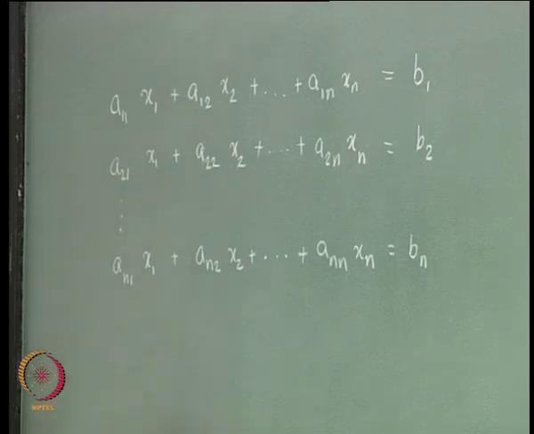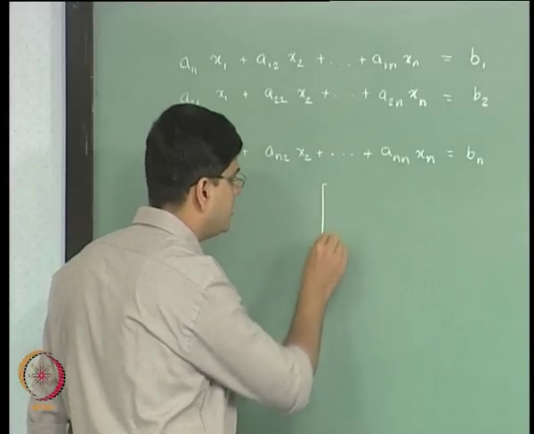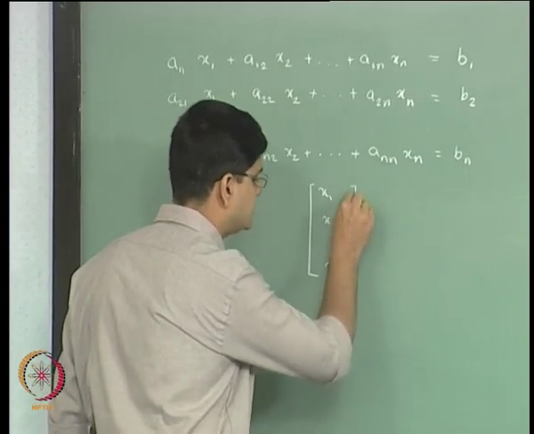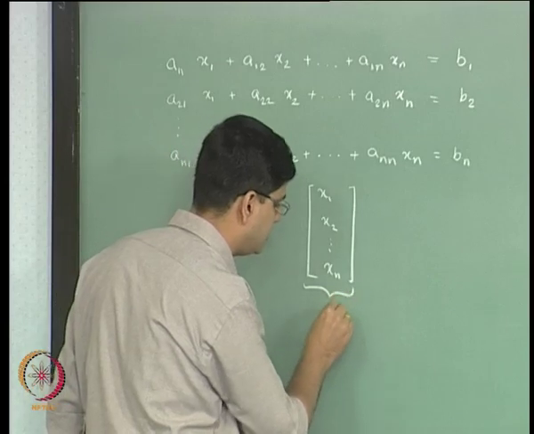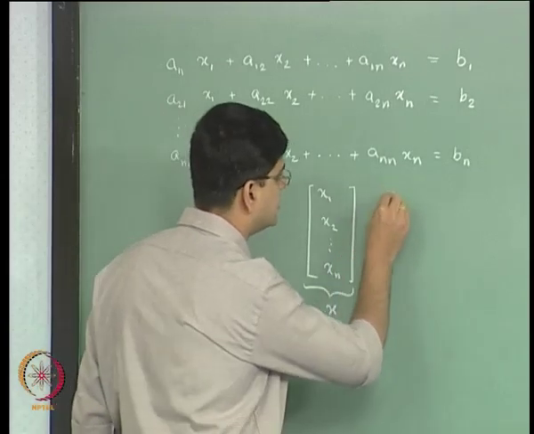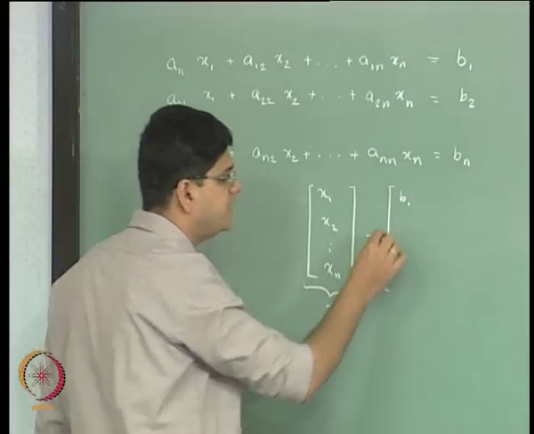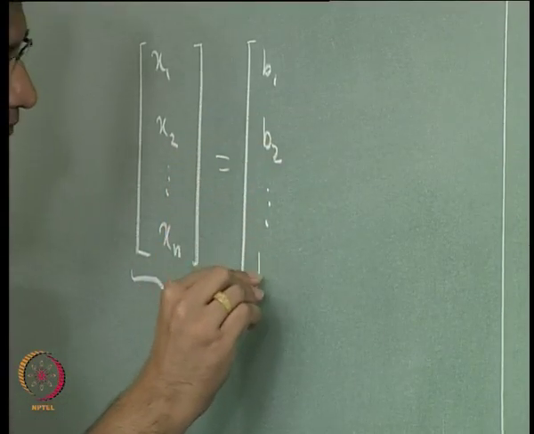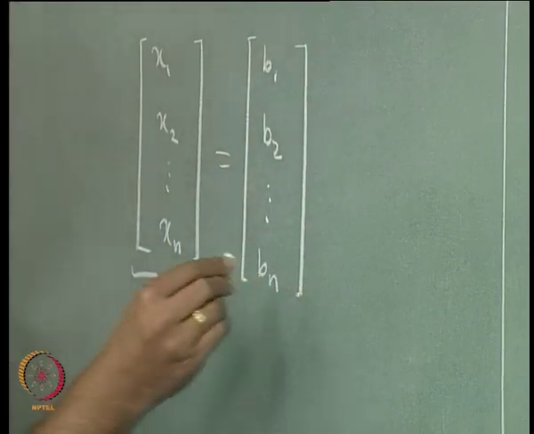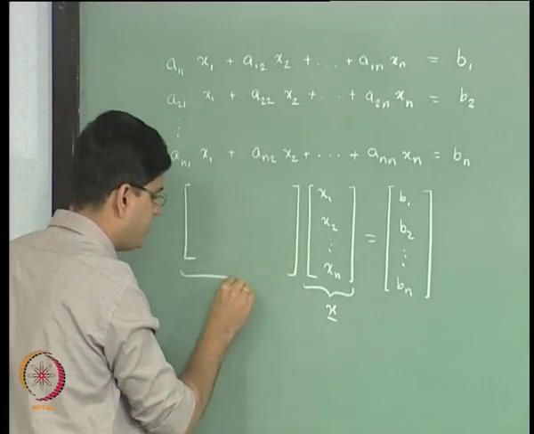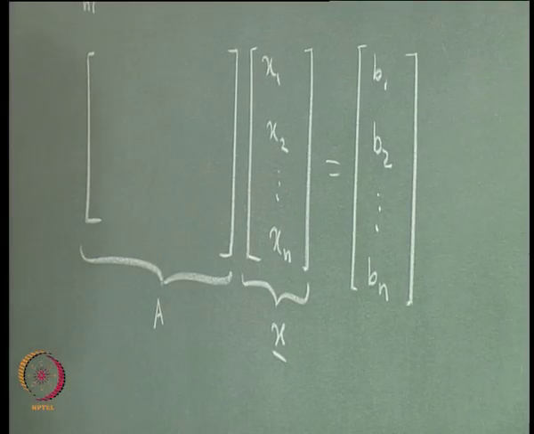As we have done before, all the unknowns will be put in a vector form, and that vector is going to be x1, x2 and so on up to xn. This is what we will call the vector x bar. That is going to be equal to the right hand side. Again it is straightforward that we will get a vector b1, b2 up to bn. And we will get a matrix A on the left hand side.